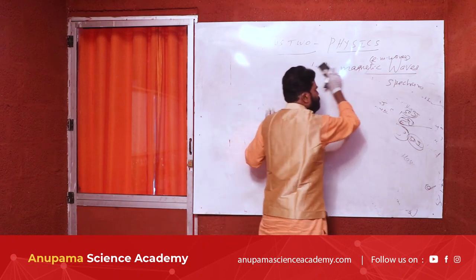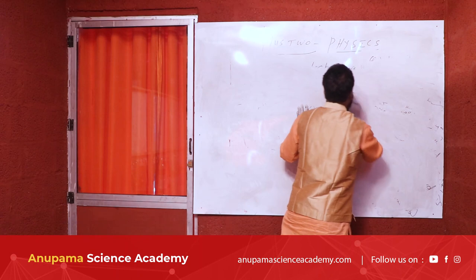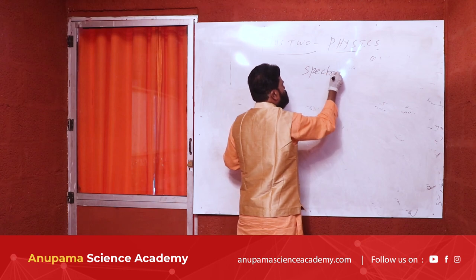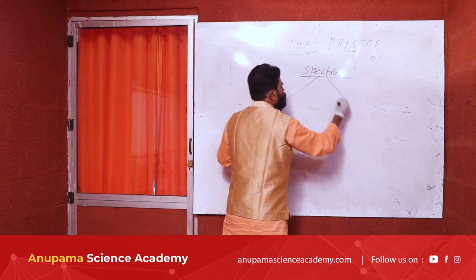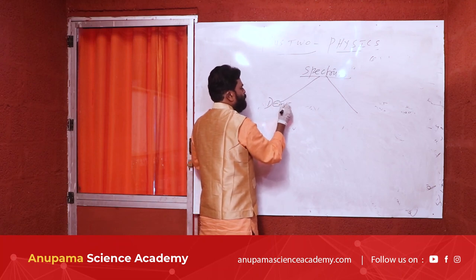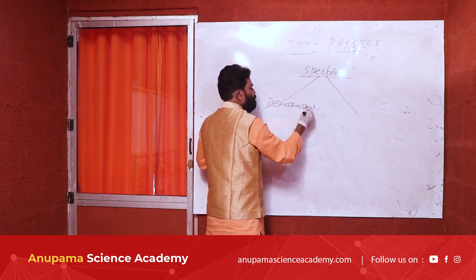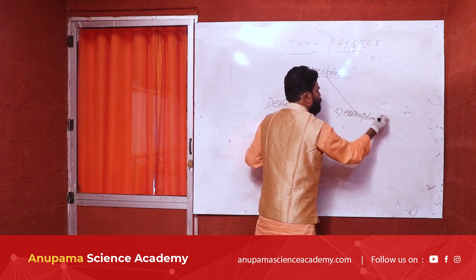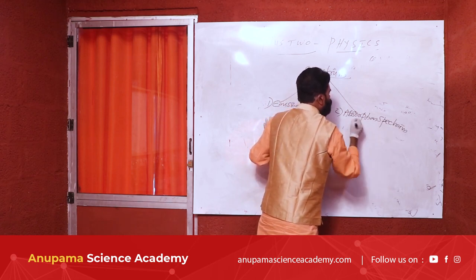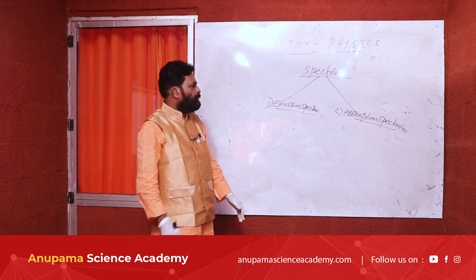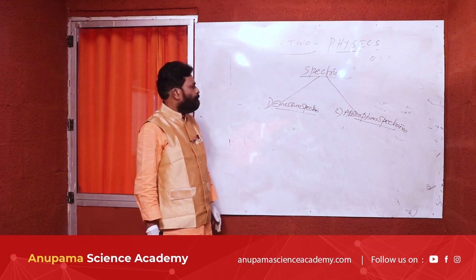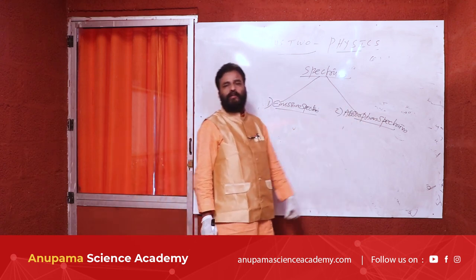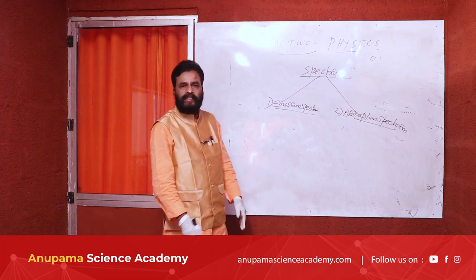You know, spectra may be classified into two. One is emission spectrum. Another is absorption spectrum. These are the two different types of spectra. Emission spectrum is the direct spectrum. Absorption spectrum is light absorbed by a medium and then re-radiated spectrum.